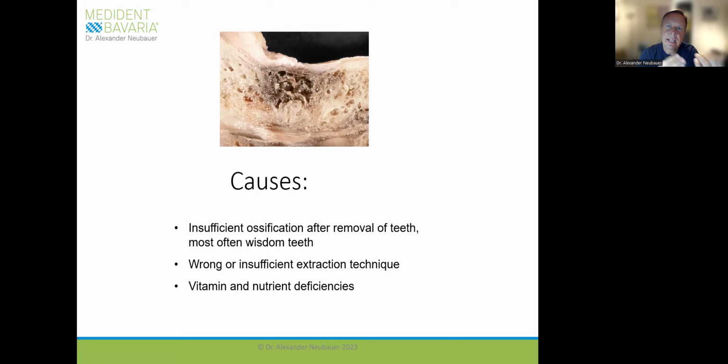So if he has a lack of vitamins, the bone is not able to fill up the hole after the extraction with blood, with vessels, with new healthy bone. Okay.